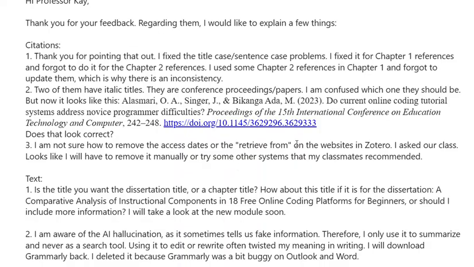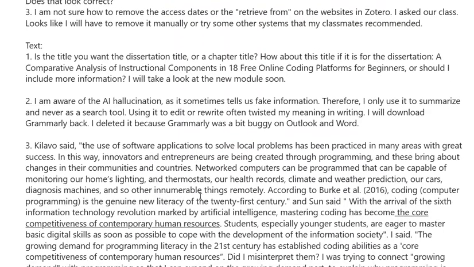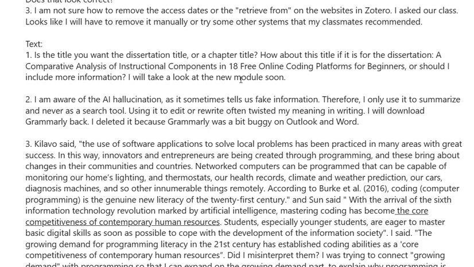This reference looks correct here, and for the conference, you would never have a title for a chapter, so it would be for your thesis. And this is a good start, although I don't think you want to actually say "18 free online coding platforms." A comparative analysis of instructional components of free online coding platforms.